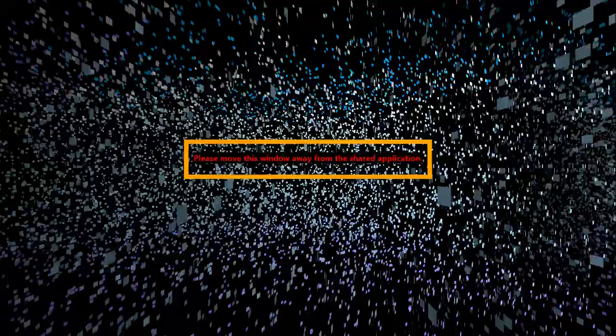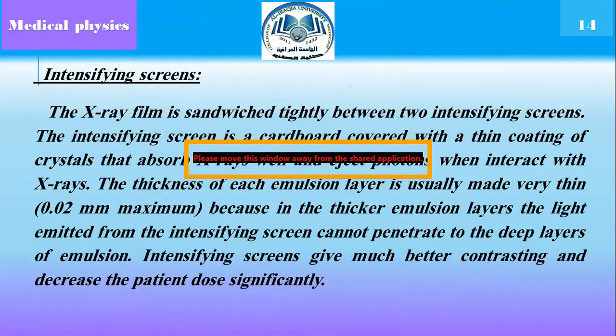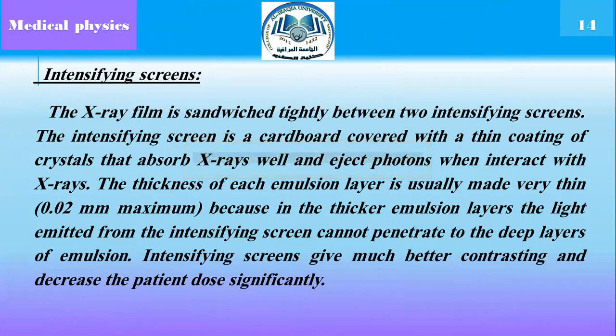Intensifying screens. The X-ray film is sandwiched tightly between two intensifying screens. The intensifying screen is a cardboard covered with a thin coating of crystals that absorb X-rays well and eject photons when they interact with X-rays.